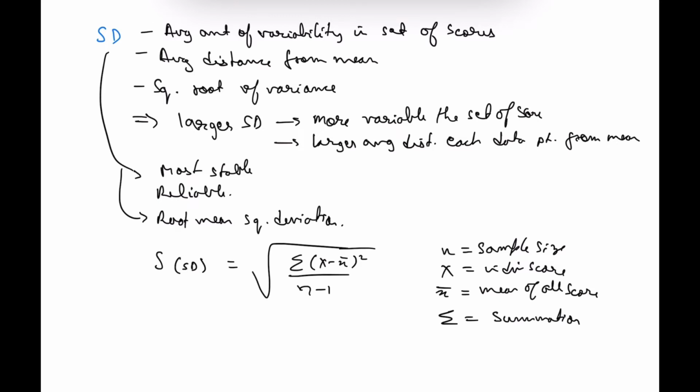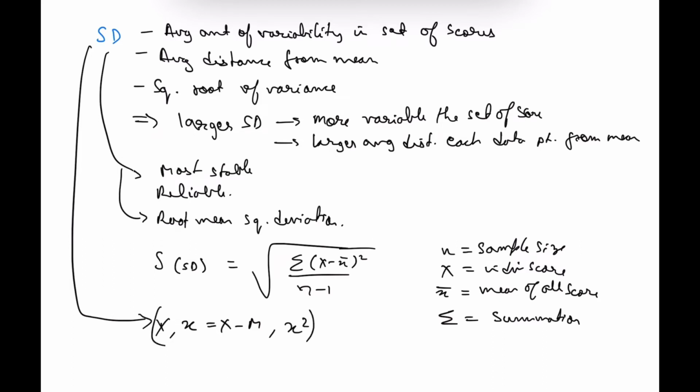Now when we calculate SD, we will have to make a table containing these as the columns: x, x minus M, and x squared. These will be the variables there.